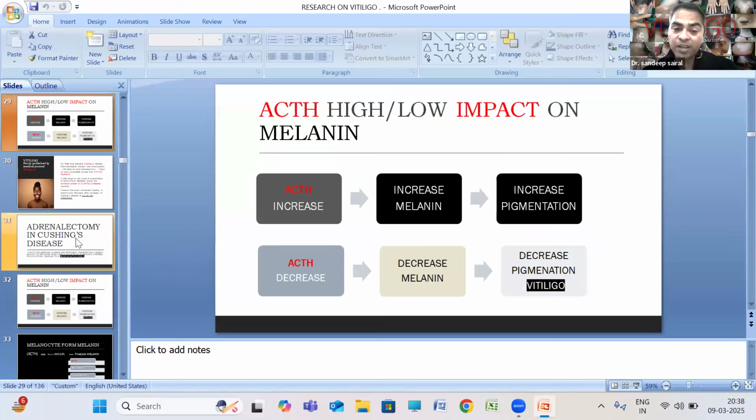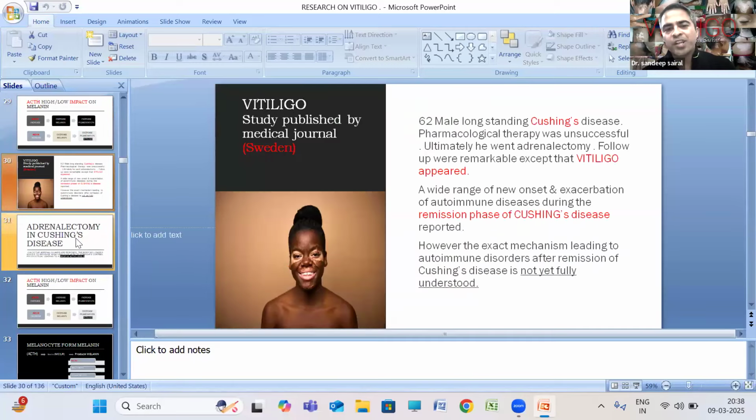Now, let us see a different condition, just opposite to Addison disease. We call it Cushing disease. Cushing disease, in brief, means you have high cortisol and high ACTH. There was a case study published by a medical journal in Sweden: a 62-year-old male patient who had Cushing disease for a long time. He was given many medicines, but there was no good result. Finally, his adrenal gland was removed. The results were remarkable, but except that he developed vitiligo. There was a fresh onset of vitiligo.